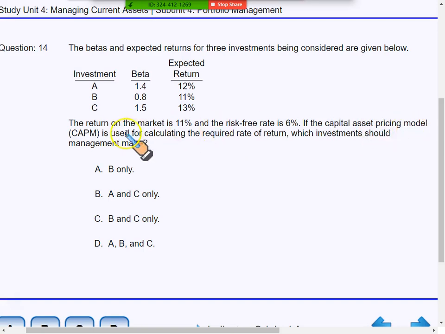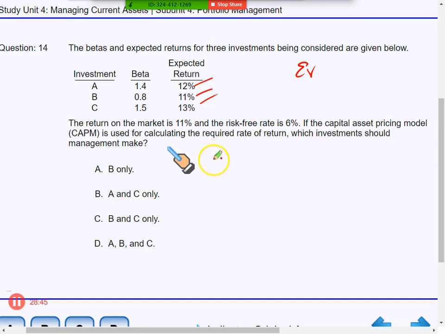If the capital asset pricing model is used for calculating the required rate of return, which investment should the management make? The question is, should we decide on ER, expected return, or should we decide on beta? This is a question that you need to deliberate upon when we need to decide which of these investments we should take. Return is the factor, no doubt about that. But what is the management or the investor's attitude to risk? We have seen that there are three types of investors: risk averse, risk seeking, and risk neutral. The question is silent.